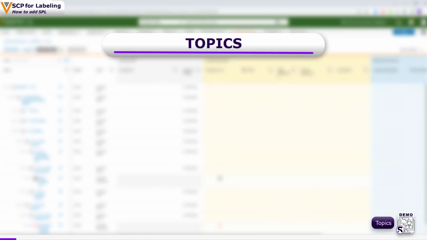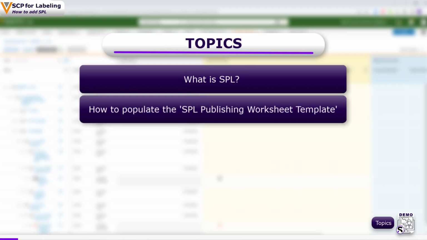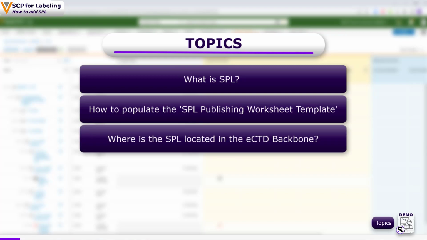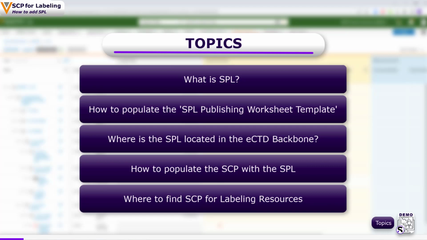Our topics for today are: what is SPL? How to populate the SPL publishing worksheet template? Where is the SPL located in the eCTD backbone? How to populate the SCP with the structured product labeling? And where to find SCP for labeling resources?